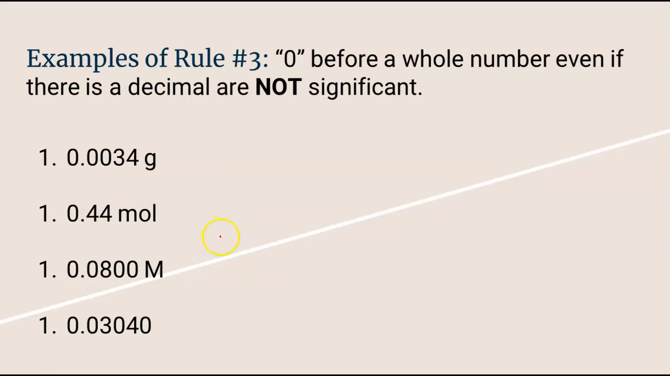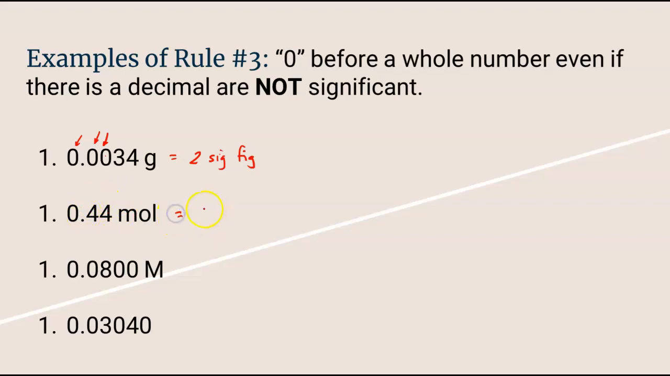Rule number 3 was talking about zeros before a whole number are not significant, even if there is a decimal. So this zero is not considered significant. This zero is not significant, nor is the third one. So this number has 2 significant figures. That doesn't mean that we want to get rid of the zeros. It just means that when we're actually calculating an answer, we want to round our answer to just 2 significant figures.